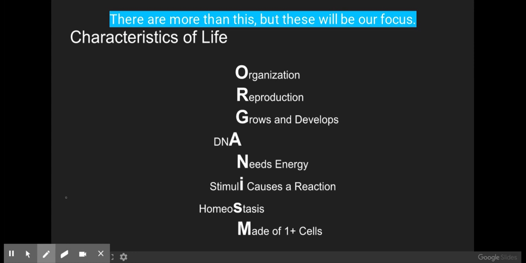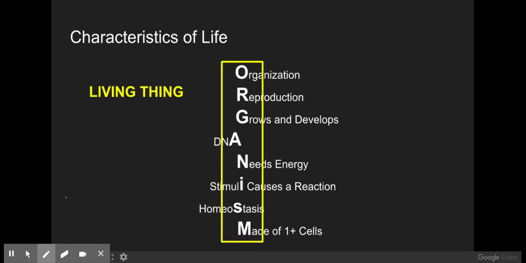An easy way to remember these different characteristics is by using the word organism. The word organism just means a living thing. So you are an organism. So there are 8 characteristics: organization, reproduction, grows and develops, DNA, needs energy, stimuli causes a reaction, homeostasis, and made of one or more cells. We're going to look at each of these individually.